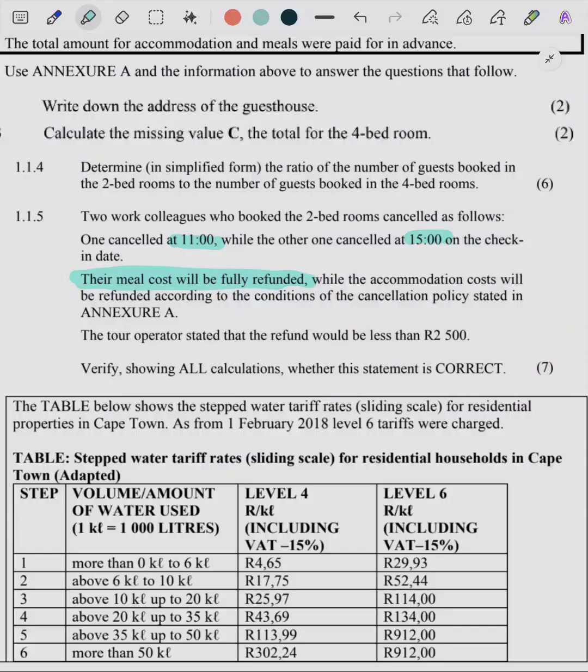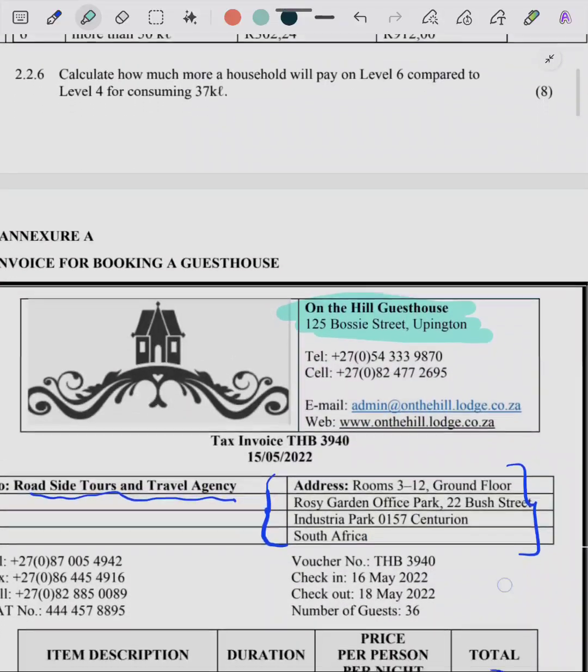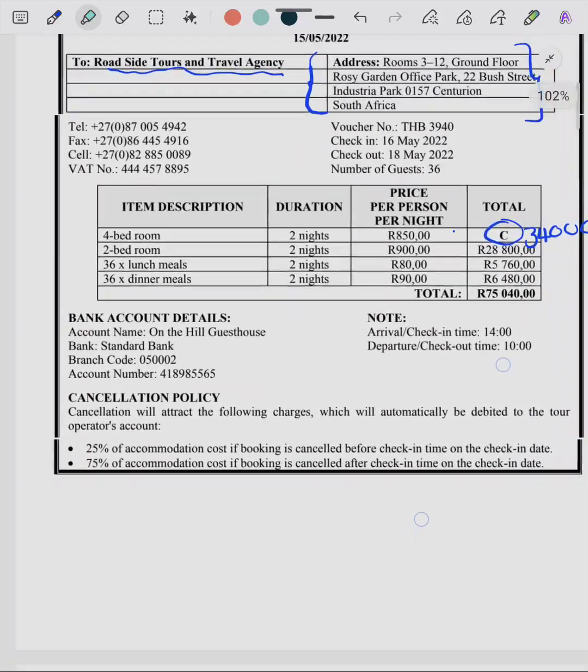The tour operator says it will be less than 2,500 Rand. Verify whether it's correct, showing all calculations. And we know as soon as we see this word verify, we must have a conclusion statement in the end to tell us whether they are right or not. So let's go and look at our annexure over here and see what the cancellation policies tell us.